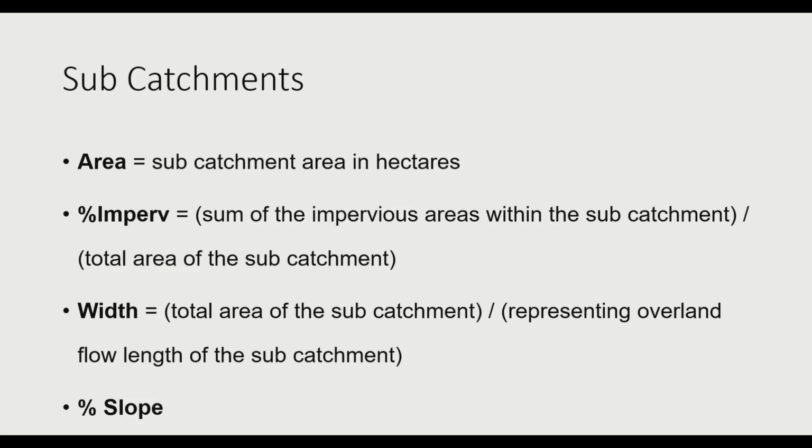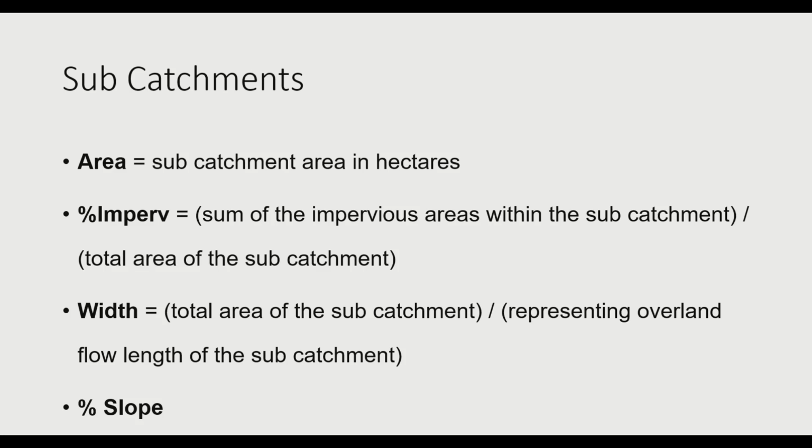So you need to get these values separately for all catchments. The third parameter is the width of the catchment. This is the total area of catchment divided by the representative length of the subcatchment. So this gives you the width of the runoff, the width of the catchment. This is useful for calculating the time of concentration for the subcatchment, and therefore this is useful.